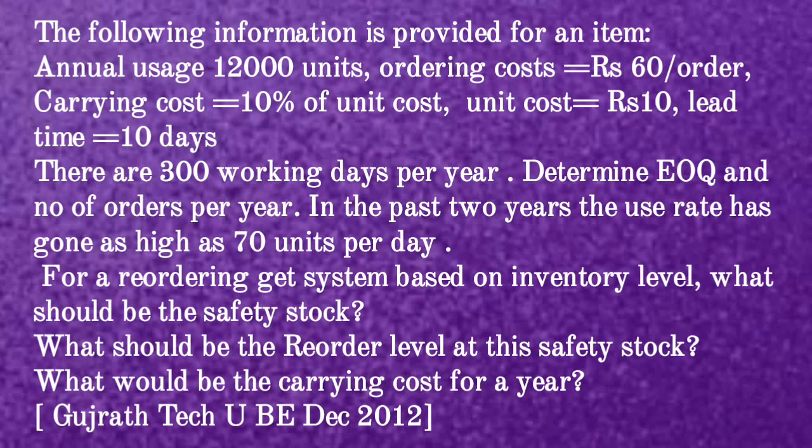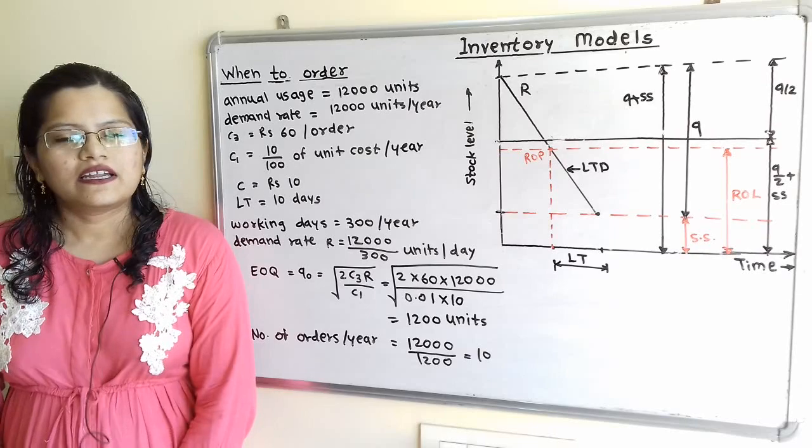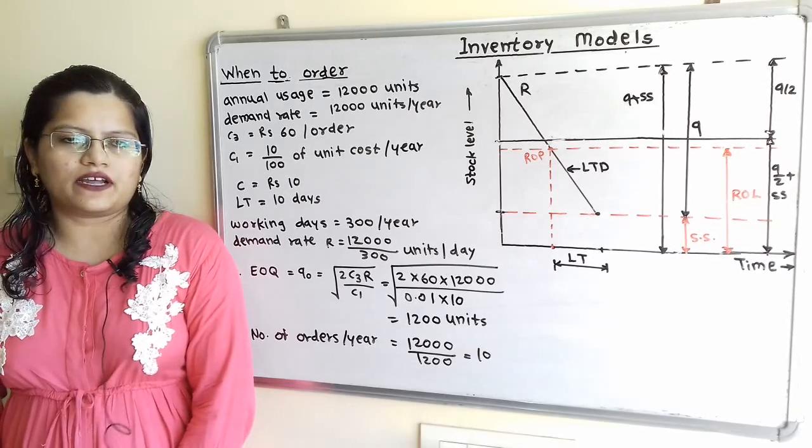In the past 2 years, the use rate has gone as high as 70 units per day. For a reordering system based on the inventory level, what should be the safety stock? What should be the reorder level at this safety stock? What would be the carrying costs for a year? This question was asked Gujarat Technological University BE, December 2012. Let us understand the given data.